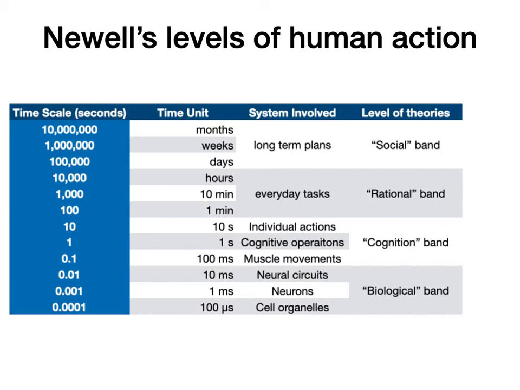So, further down, on the order of 10 milliseconds, 1 millisecond, 100 microseconds, or no, wait, is that right? Yeah, microseconds. Now we're getting into what things like neural circuits do, how neurons fire, how the organelles within the cell work. And this is what you might call the biological band. We're below human cognition. Cognition takes tens of thousands of these operations to make happen.